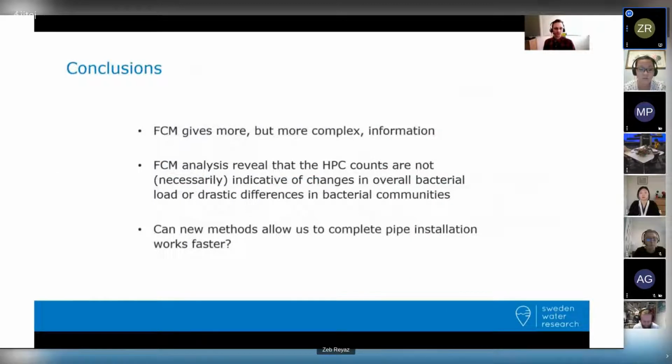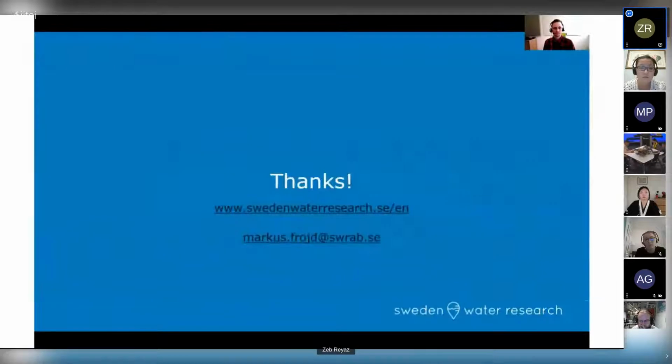So to conclude what I've presented today, FCM can give us more information and more detailed information, but it is complex and requires more knowledge and processing to use effectively. The FCM methods reveal that the HPC counts in new pipe installations are not necessarily indicative of changes in overall bacterial load or drastic differences in bacterial communities. So can new methods, for instance FCM, give us better information and help us complete pipe installation works faster? This is still an open question, and we will continue to investigate this during the course of the project.